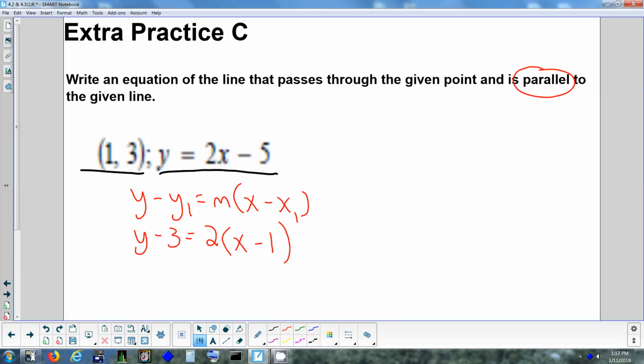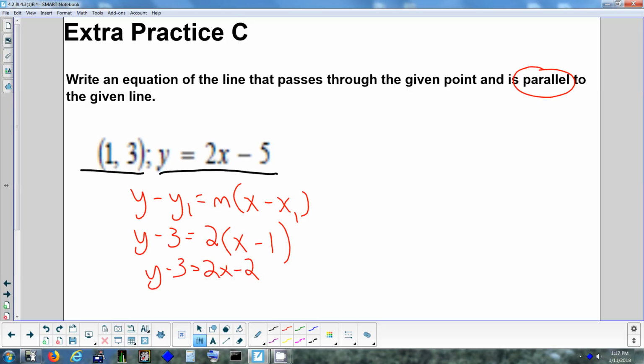Now, Josiah, what do you want to do next? So now I'm gonna distribute. Okay, distribute means what operation? Multiply. Okay. What do you get when you distribute? 2x minus 2. What about this stuff over here? You add the 3. Well, let's bring it down first before we do that.